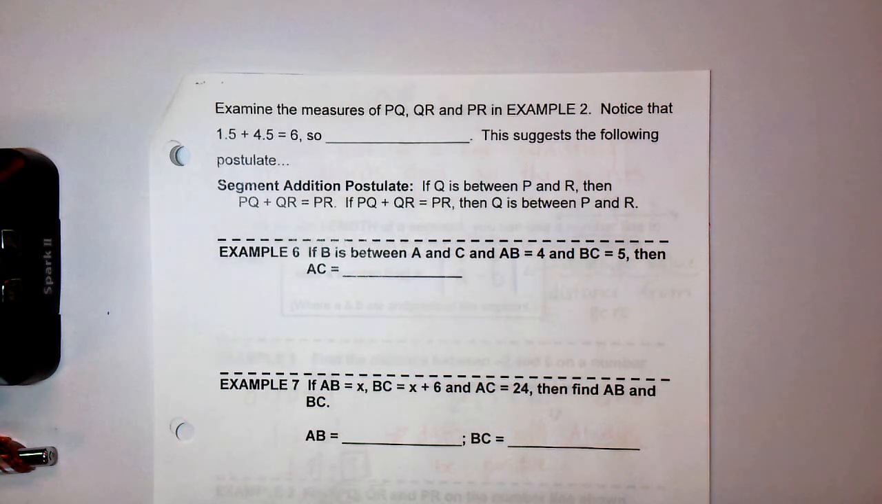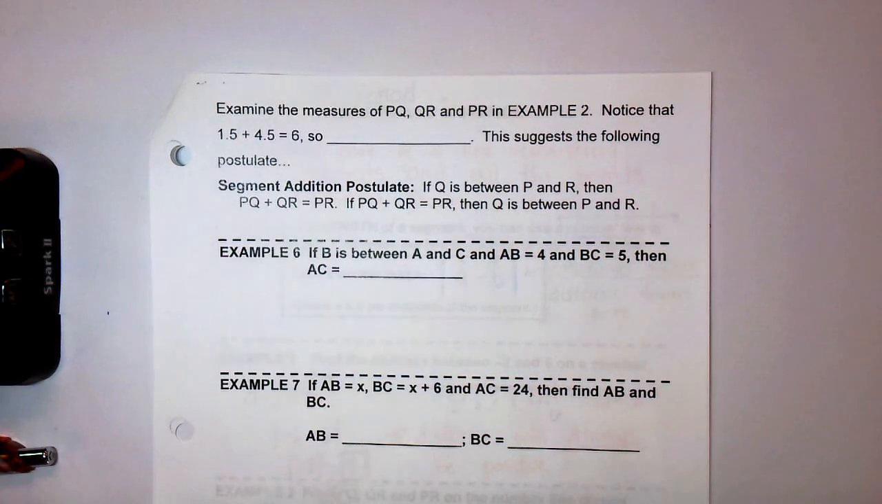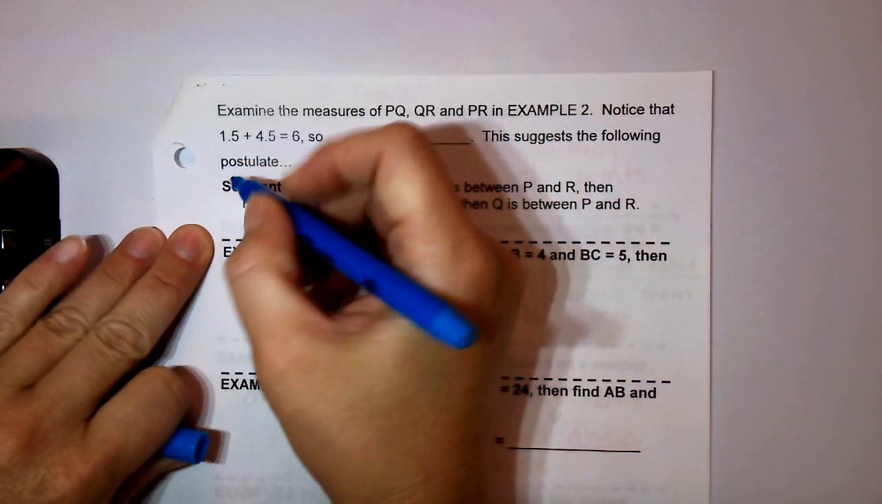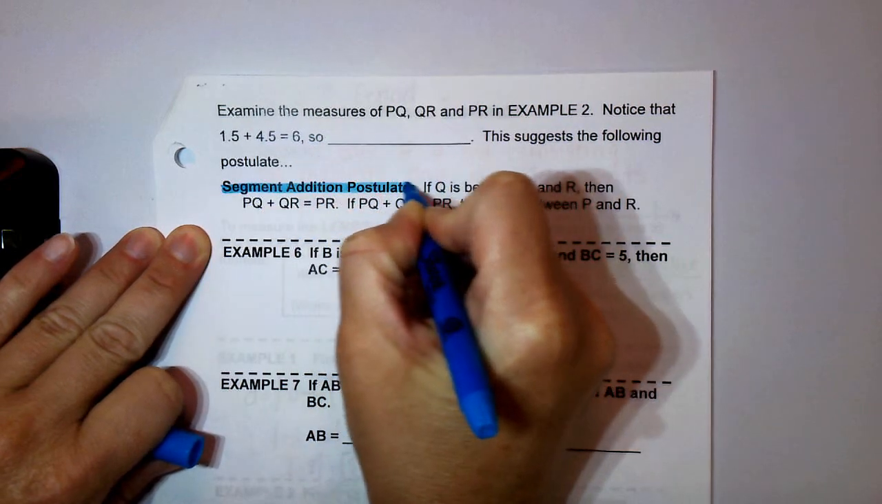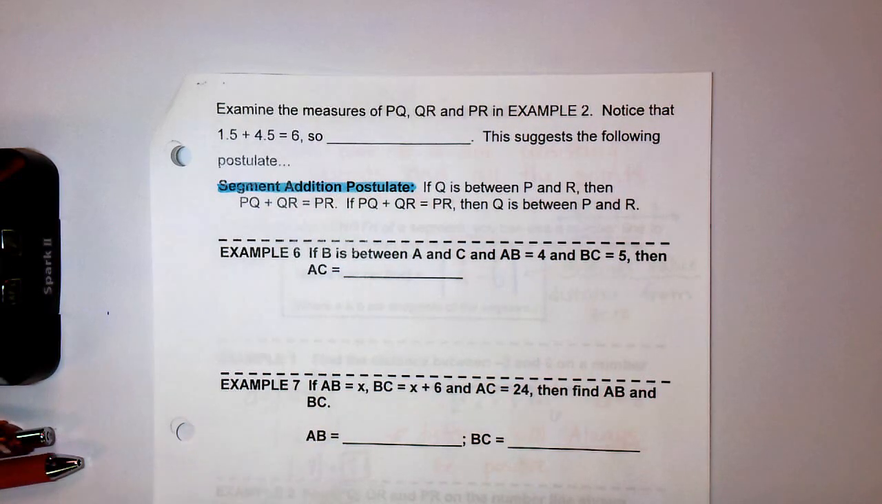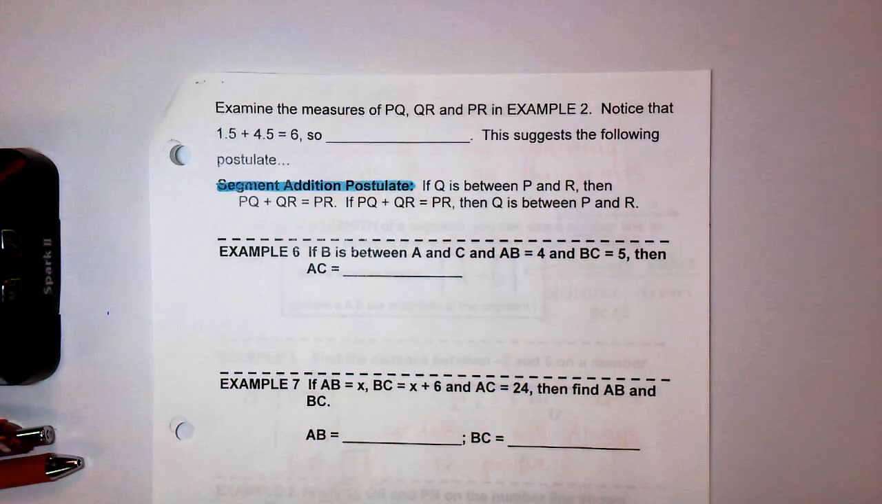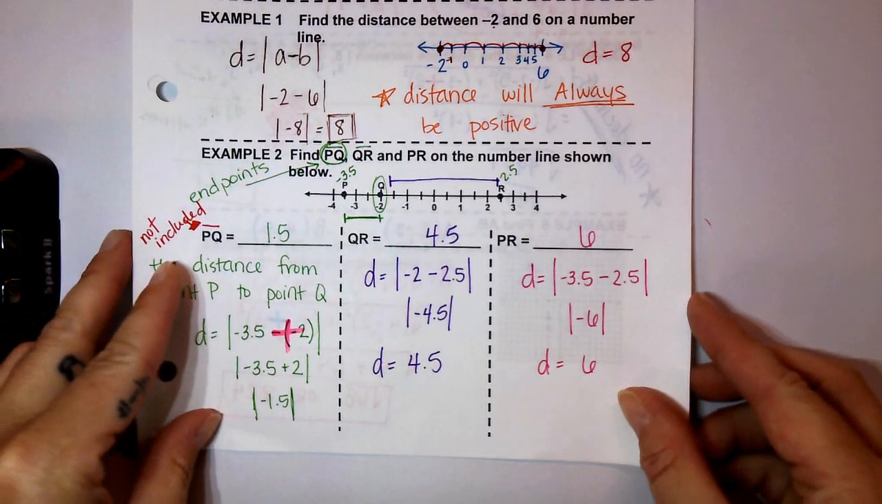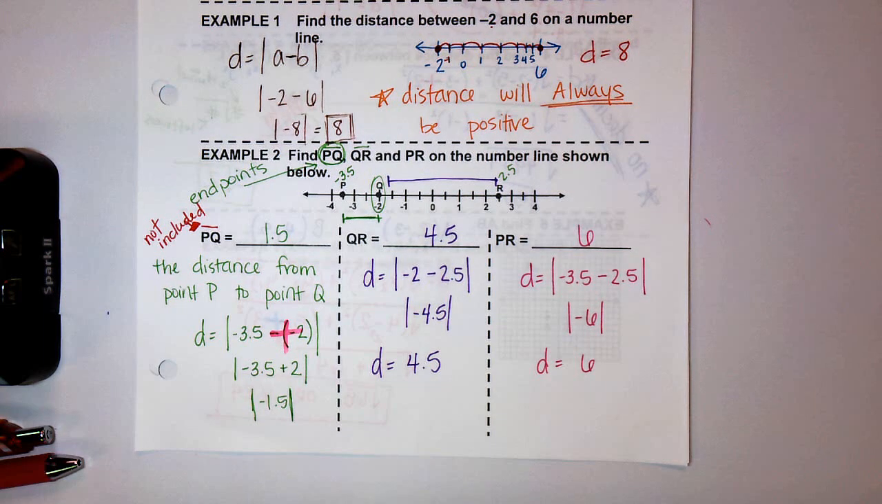What's next? Examine the measures of PQ, QR, and PR from example 2. Notice, segment addition postulate. That's what we're doing. So, vocab, or actually it's a rule. Segment addition postulate is what we're talking about. And they want us to flip back to example 2 and look at the different segments. Okay, so I'm going to flip. You can just watch. Here's example 2.